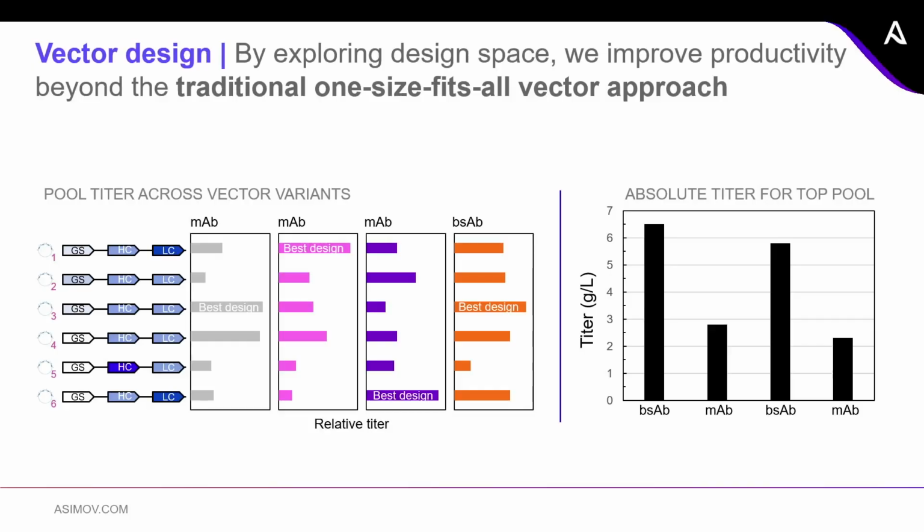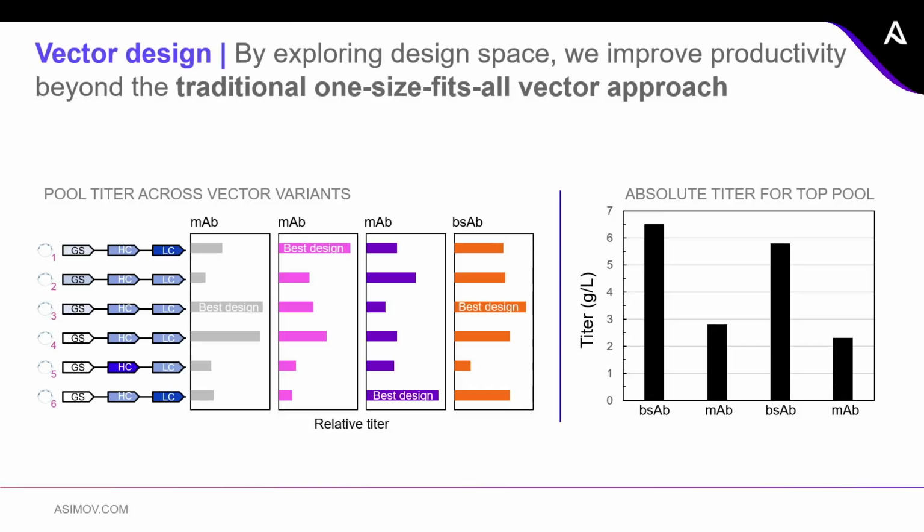And so looking more specifically into this vector design, this was an example we did for a certain molecule. You can see on the left, we have 6 different vector variants that we did with 4 different molecules. An example is if we use one vector, and you can see in gray on the far left with the map, we would find that one of those designs, design 3, would give the best vector expression.